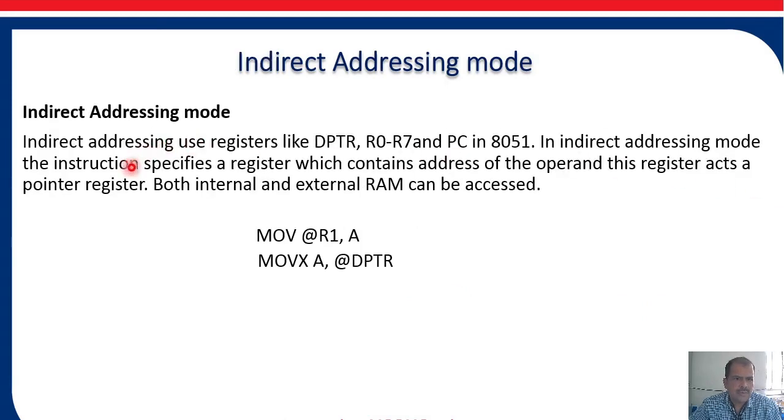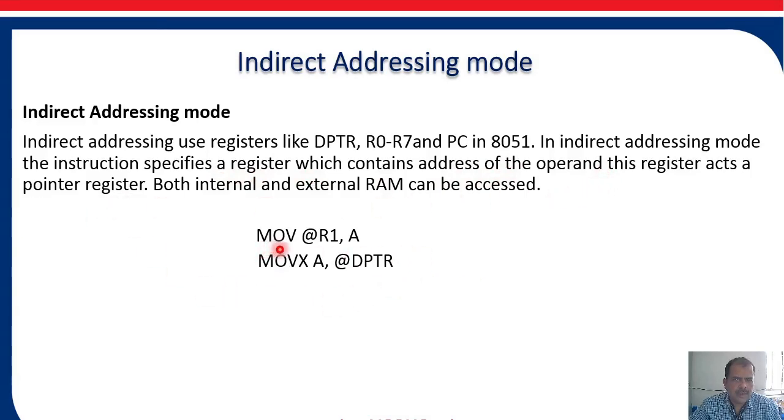Indirect addressing mode. The registers which are used for indirect addressing mode are R0, data pointer register, program counter, and R1. So in indirect addressing mode, the instruction specifies a register which contains the address of the operand, and this register acts as a pointer register.